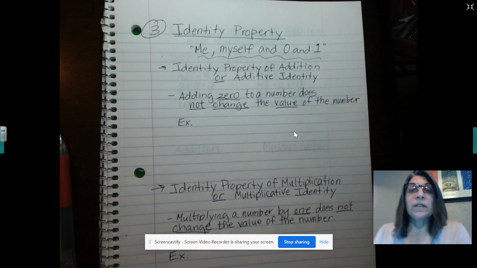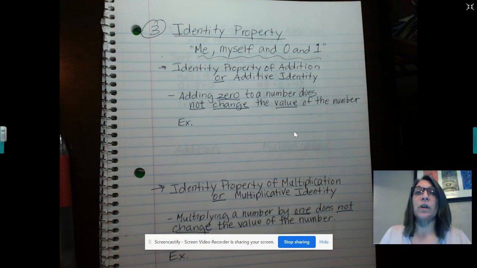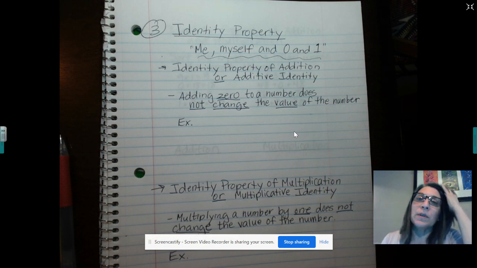Okay, so now we're on to the identity property, our last property for today. There will be another video reviewing some order of operations and evaluating expressions, because it's been 2 weeks since we've done that, and we need to review it and practice it a little bit, because it's not going away. We're going to keep using it.